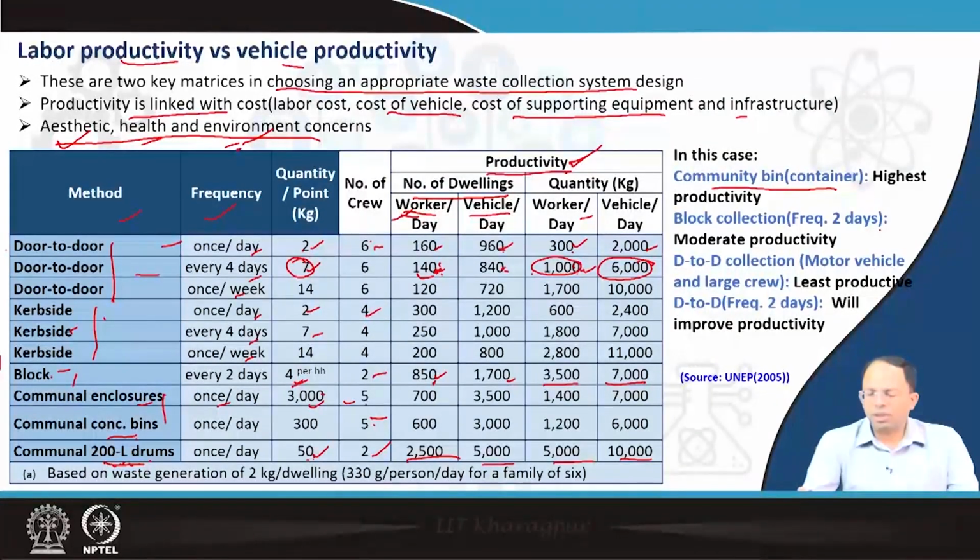Block collection with a frequency of 2 days has moderate productivity. Block collection is something like our door-to-door collection, where every 2 days it is showing moderate productivity. Door-to-door collection using motor vehicles and a large crew is less productive, but door-to-door collection done at a frequency of 2 days will probably improve productivity. Again, this is very specific to this particular case, this particular context. In your locality, in your city, it would be different, but you have to follow this kind of calculation, or do this kind of evaluation, to come to a final solution which is better.